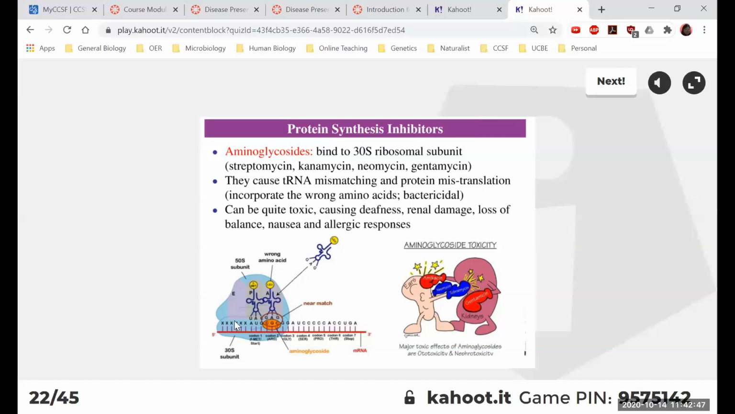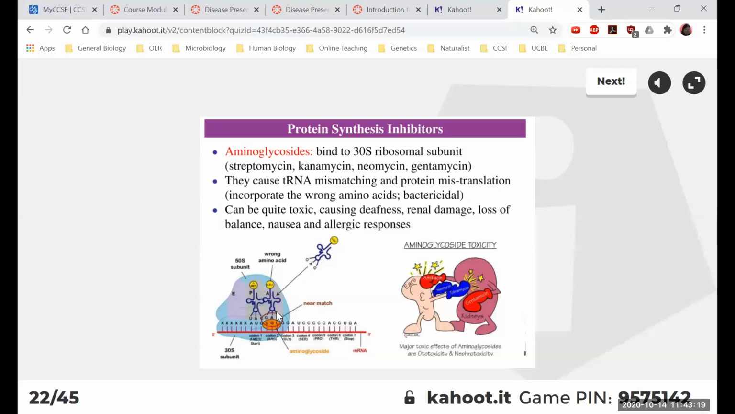So if you guys remember when we were talking about translation, the first thing that happens is the small subunit binds to the messenger RNA, and then the small subunit scans for AUG, the start codon. Once the start codon is found, they recruit a large subunit to come in, and then the tRNA will bring in each amino acid, and you start synthesizing a polypeptide chain.